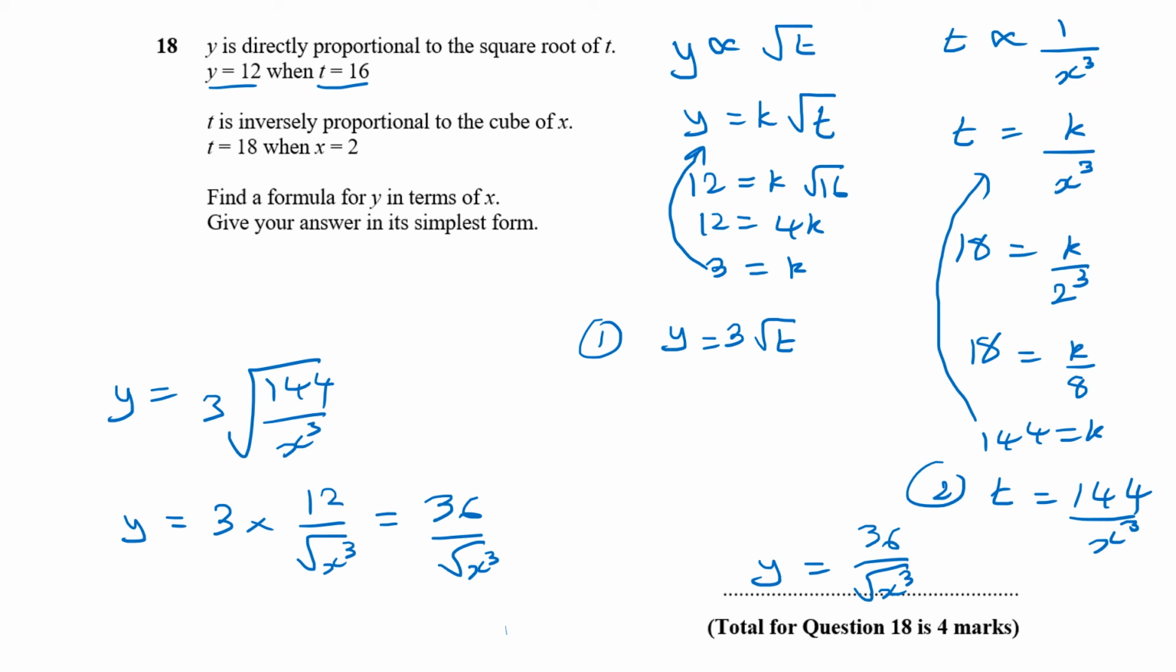1 mark for getting y equals k root t or t equals k over x cubed. 1 mark for getting either k equals 3 or k equals 144, depending on which side we were looking at. And then 1 mark for getting both of these equations, then 1 mark for substituting in correctly at the end.